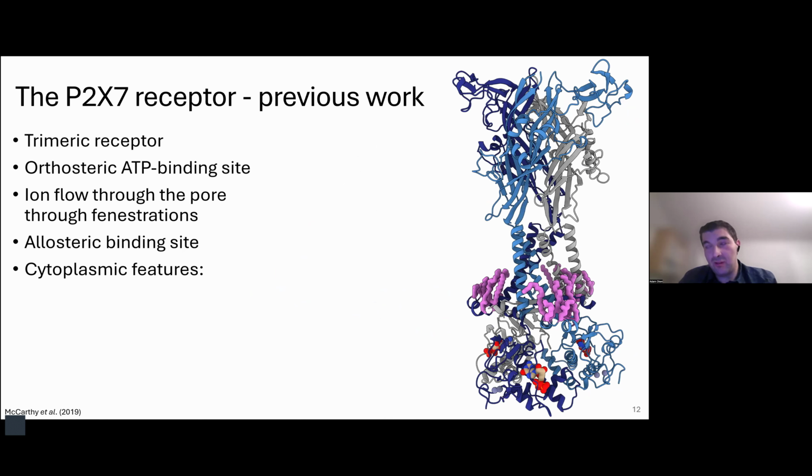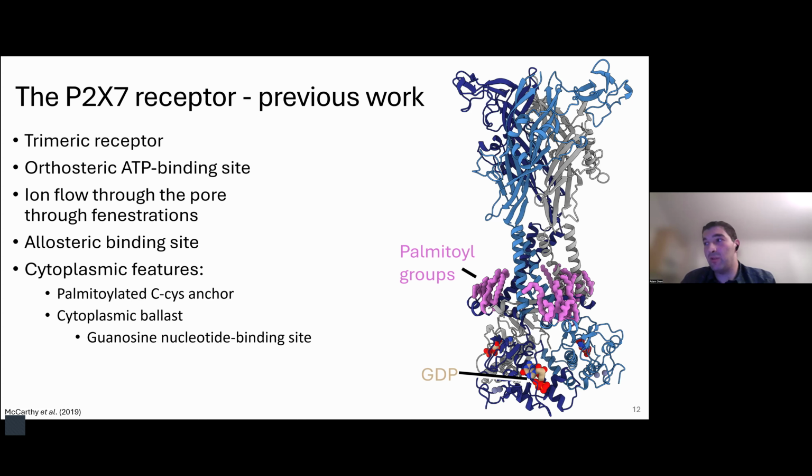The cytoplasmic domain of all P2XRs is unique, and this is definitely the case for P2X7. Just cytoplasmic to the channel's pore is a domain called the C-cys anchor, and residues on the C-cys anchor are palmitoylated and are responsible for preventing desensitization in P2X7. Further cytoplasmic to the C-cys anchor is another domain called the cytoplasmic ballast. While we don't necessarily know what the cytoplasmic ballast does, each protomer contains a guanine nucleotide binding site as well as zinc binding sites.